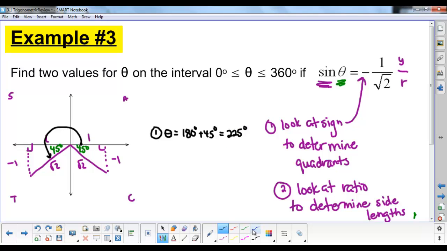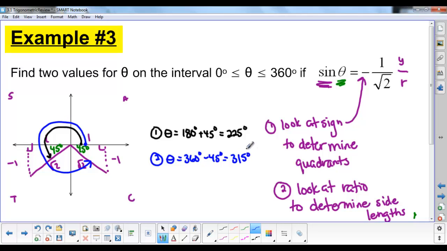So one possible answer is going to be 225. Now let's try again. We'll start at standard position, and we're going to rotate counterclockwise until we hit the second arm. Now, if I had gone full circle, that would have been 360 degrees, but I know I stopped 45 degrees before that. So to find the second possible answer, I'm going to do 360 degrees, take away 45, and that gives me 315 degrees.